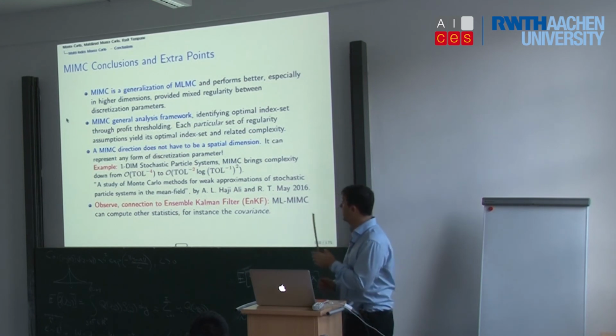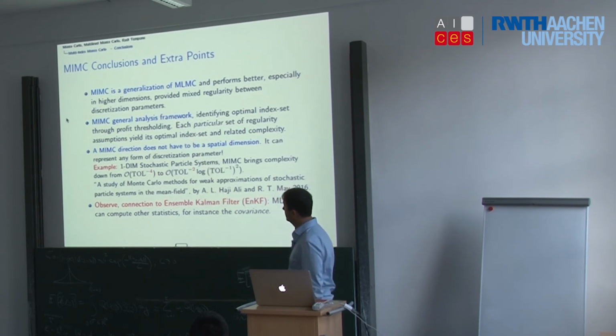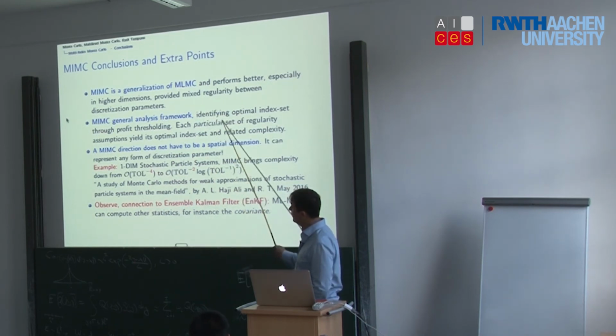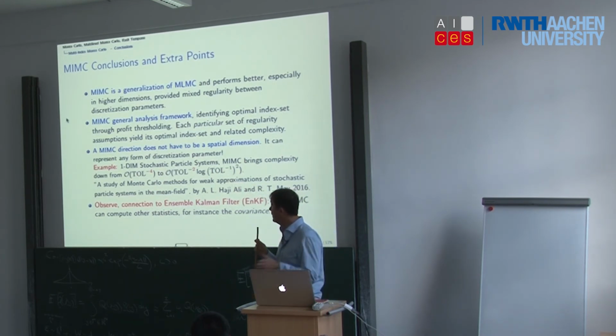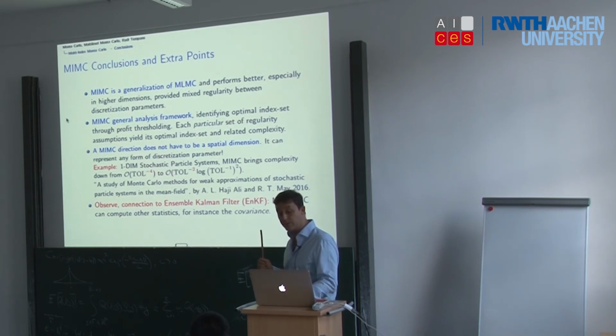It's just the way you sample. Okay, so provided that you have the mixed regularity, multi-index Monte Carlo will work better, right? So you have to verify that your problem either numerically or theoretically satisfies this constraint. You have a general analysis framework based on the optimal sets that come from the thresholding of the profits. You have other cases where the MIMC direction is not like a special direction. I gave a talk a few weeks ago here showing you the use of multi-index in stochastic particle systems. And you can use this for inverse problems as well.